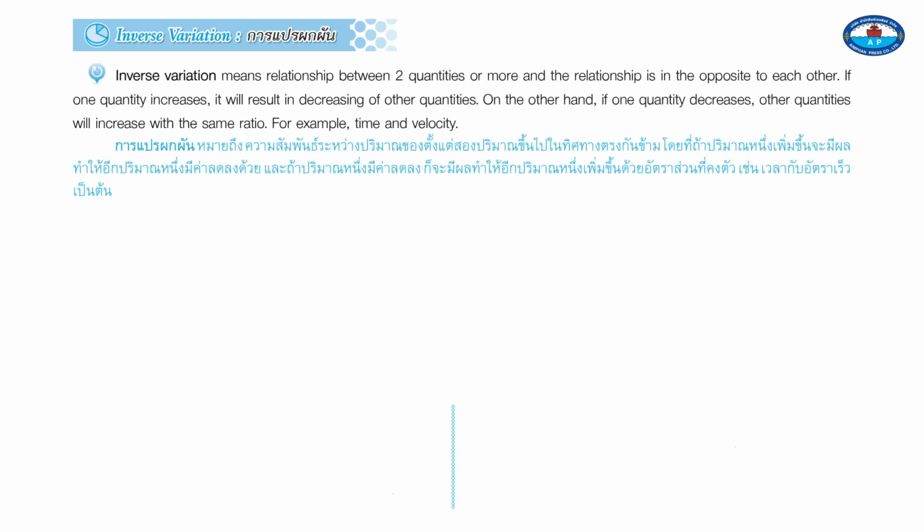Inverse variation. Inverse variation means a relationship between two or more quantities, and the relationship is opposite to each other. If one quantity increases, it will result in the other quantities decreasing. On the other hand, if one quantity decreases, the other quantities will increase with the same ratio. For example, time and velocity.